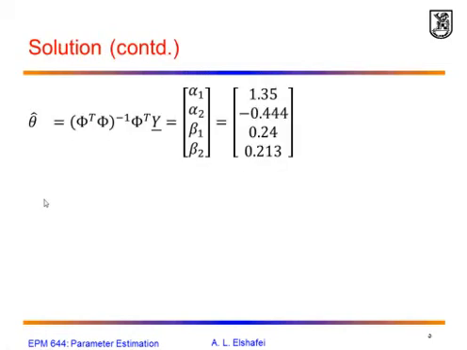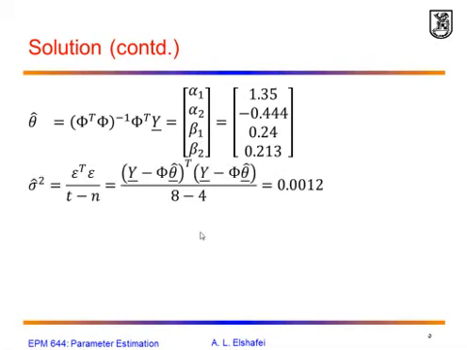So if we construct the matrix phi and vector y, we can just implement the formula and we get the unknown parameters of the system, which are given by these values. Now, assuming that I don't know the variance of the noise, I can calculate it by calculating the residue, which is (y minus phi theta hat) transpose times (y minus phi theta hat).